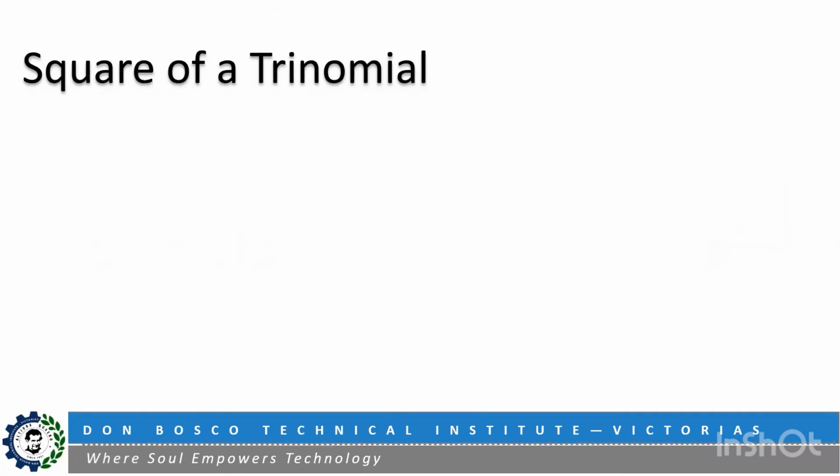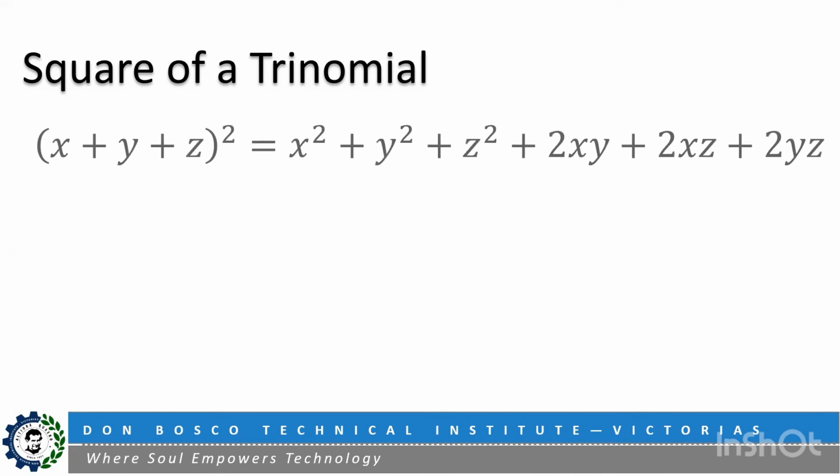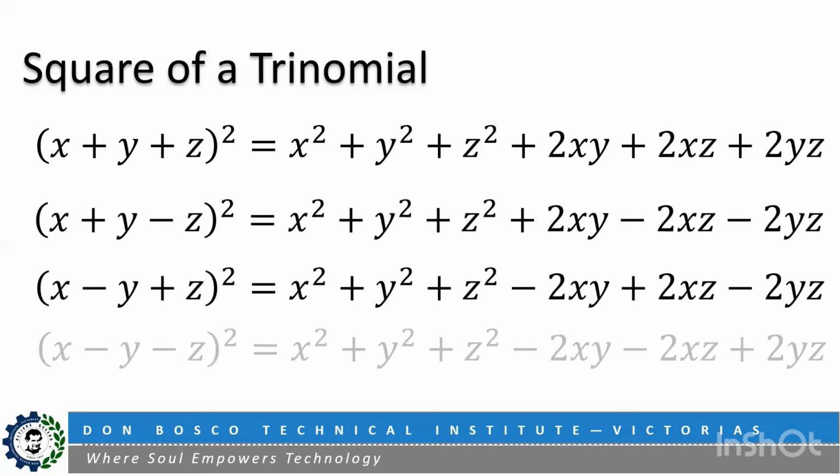And the last special product is the square of a trinomial, with the pattern quantity of x plus y plus z squared, resulting to the first 3 terms as the square of the 3 terms of the trinomial, and the fourth term being twice the product of the first and second term of the trinomial, the fifth term as twice the product of the first term and third term of the trinomial, and the last term of the product is twice the product of the second term and the third term of the trinomial. This pattern is also followed if the operation between the terms in the trinomial are subtractions or a combination of addition and subtraction.